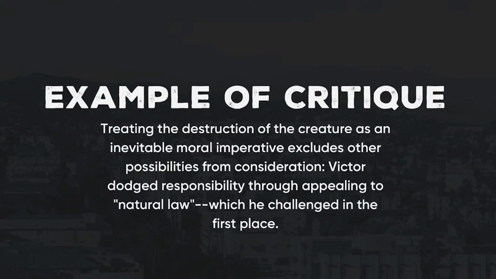Treating the destruction of the creature as an inevitable moral imperative excludes other possibilities from consideration. Victor dodged responsibility through appealing to natural law, which he challenged in the first place. So that's what critique might look like, at least a critical claim. And again, these examples are not meant to be ideal, right? They're not perfect. They can be improved upon. They can be further developed. That's okay. But the point is to get started and build from something that's already there. Because trying to do all this in your head is a nightmare.